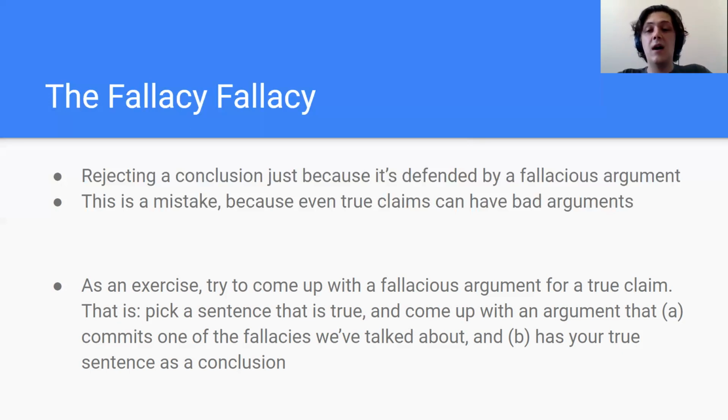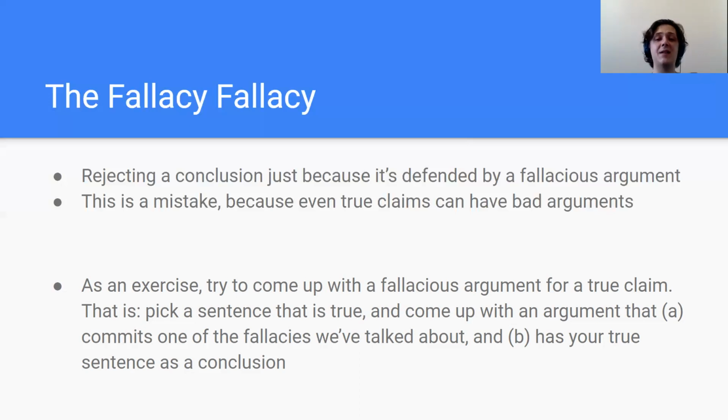You can have an equivocation argument that gets to a true conclusion. You can have bad arguments for any claim. So just because an argument is bad or just because an argument commits a fallacy, that doesn't mean that the conclusion must be false. It means that argument doesn't give us a reason to think the conclusion is true. But whether or not the conclusion is true is not itself decided by the fact that there's a bad argument. Because you can make bad arguments for true claims.